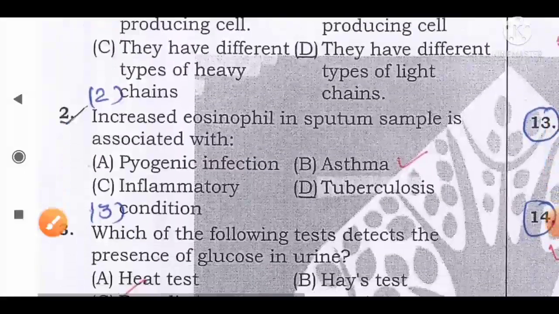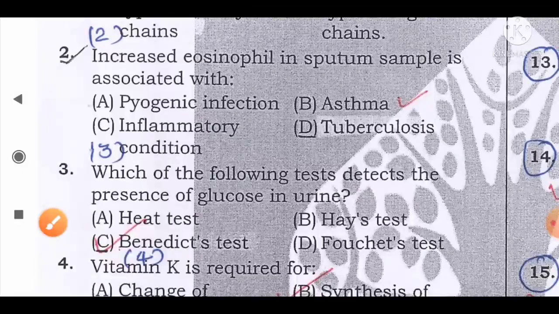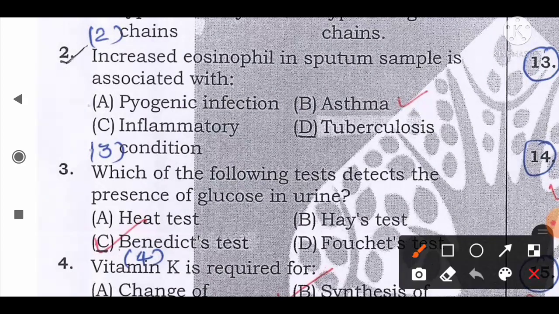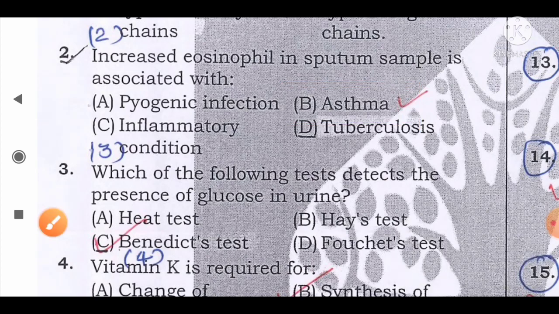Move to the next question, number 2. Increased eosinophil in sputum sample is associated with option A, pyrogenic infection, B, asthma, C, inflammatory condition, D, tuberculosis. And the correct answer for this question is B, asthma is the condition where eosinophil count is increased in sputum sample. So option B is the correct answer for this question.